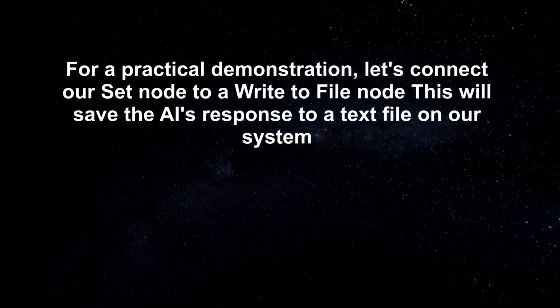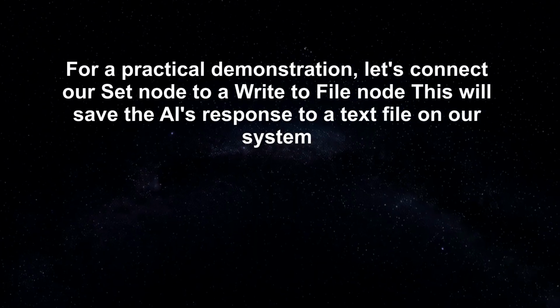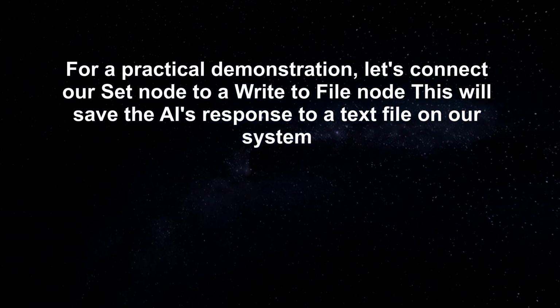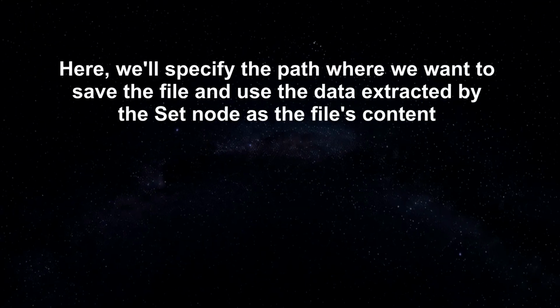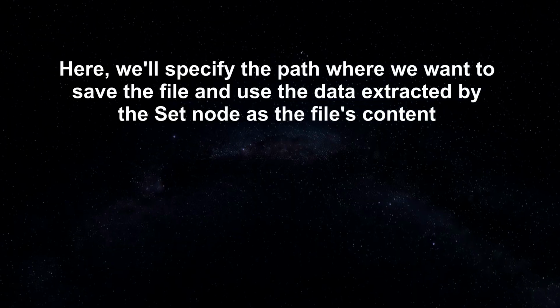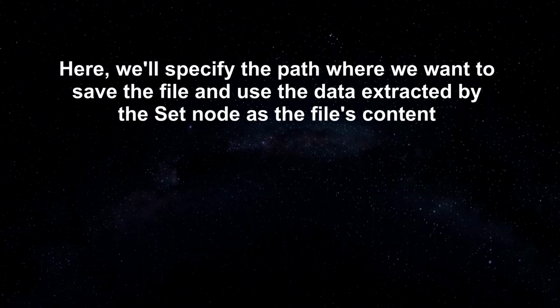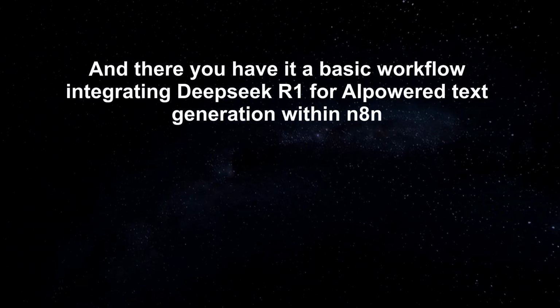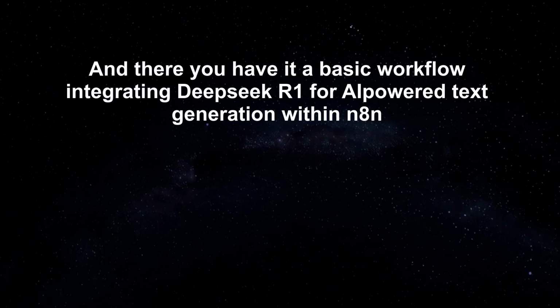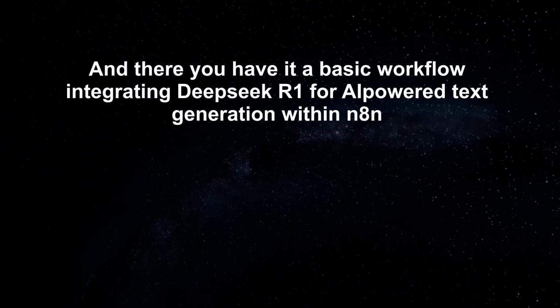For a practical demonstration, let's connect our Set node to a write-to-file node. This will save the AI's response to a text file on our system. Here, we'll specify the path where we want to save the file and use the data extracted by the Set node as the file's content. And there you have it, a basic workflow integrating Deepseek R1 for text generation within N8n.